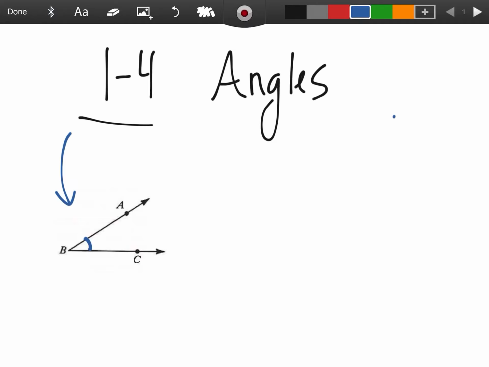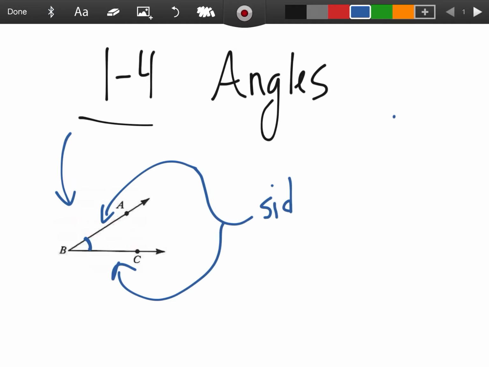And so in this case, a couple of definitions. These are not super important to know. These rays are known as the sides of the angle. So ray BA and ray BC, those are the sides of the angle. And then this point B right here, that is known as the vertex. The endpoint of both of those rays is known as the vertex.